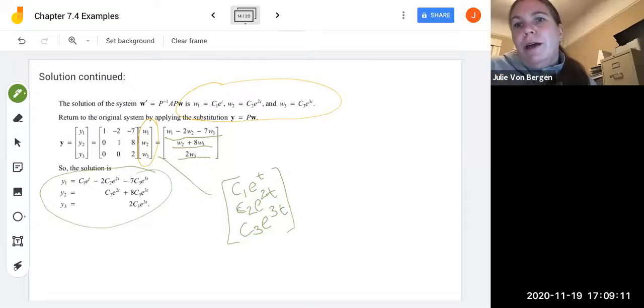So y2 has no w1 value, so we just have c2 e to the 2t plus 8 c3 e to the 3t, and then y3 just has a single 2w3, which is 2c3 e to the 3t. Okay, so that's our solution of the system of first order linear differential equations, where we solve for y1, y2, y3.